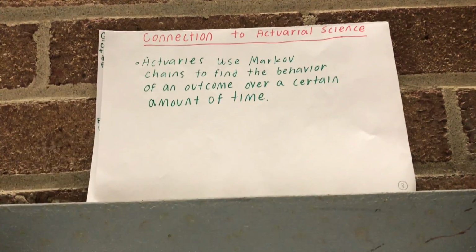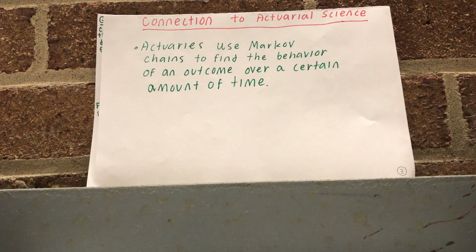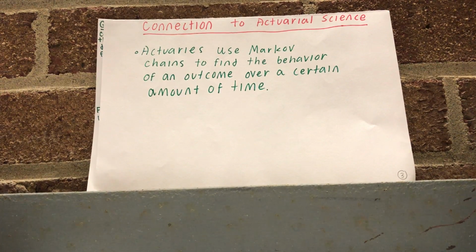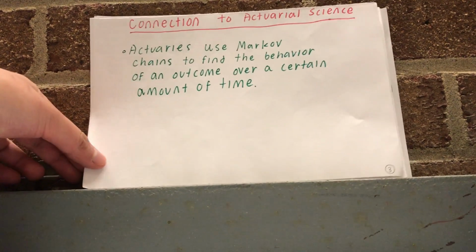Now, the connection to actuarial science is actuaries use Markov chains to find the behavior of an outcome over a certain amount of time. Here's an example.